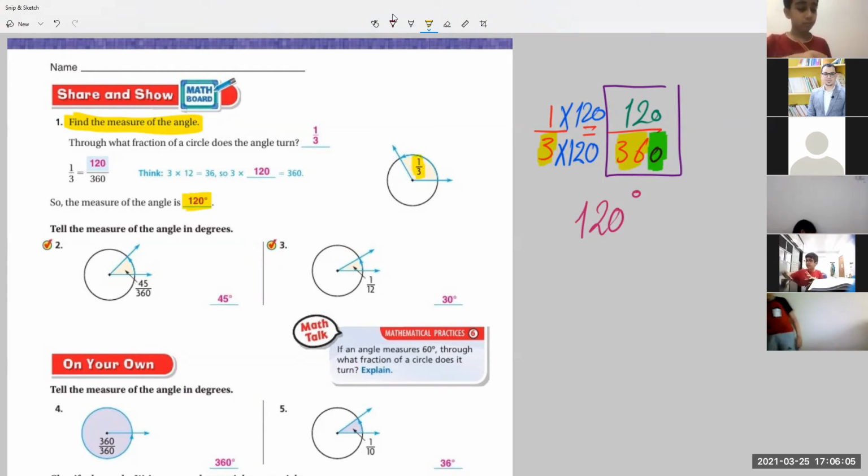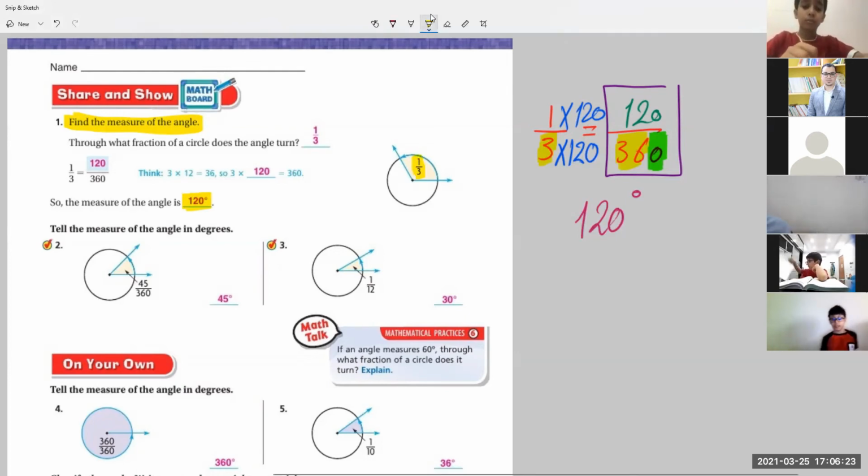Okay, again, if you want to write any fraction with degrees, you have to get an equivalent fraction for it with 360 in the denominator. Okay, so let me try the next one, number 2. Tell the measure of the angle in degrees.